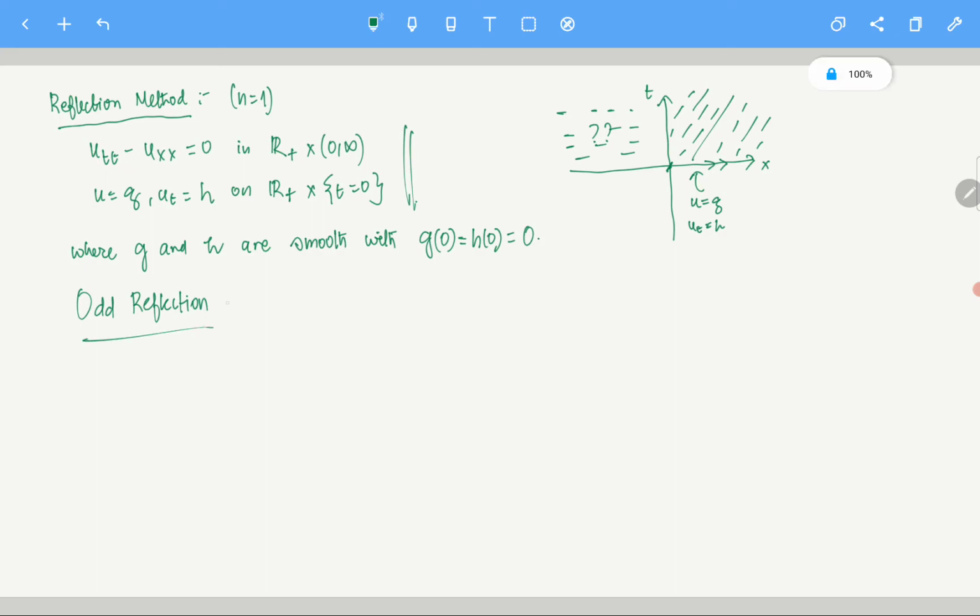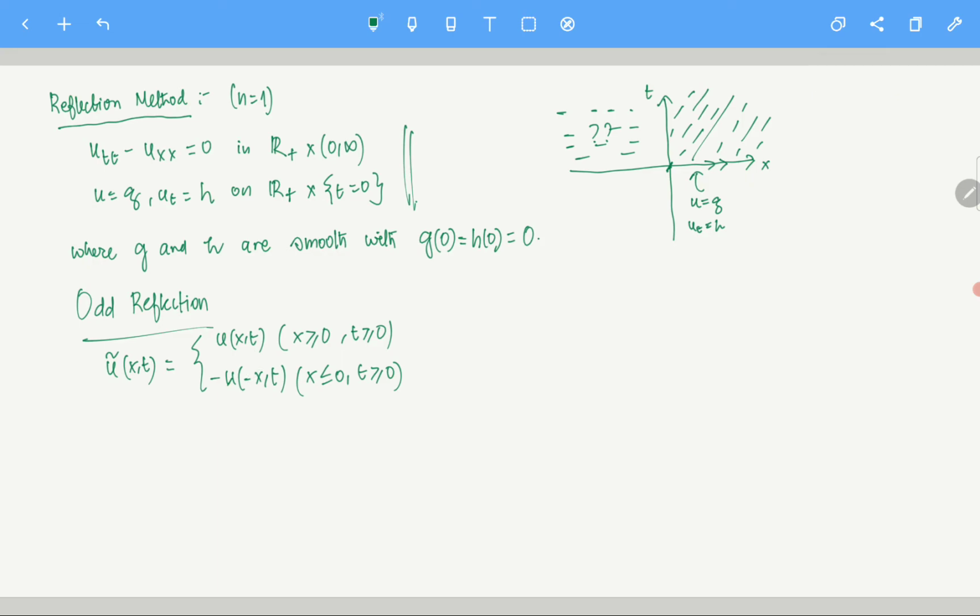Okay, we do it using something called an odd reflection. So what we do, we actually set a new kind of function. U tilde of x,t is given by u of x,t, which is for x positive and t positive, and minus u of minus x,t for x negative, t positive. Clear? Why did we write it like this? We want the reflection to be an odd reflection. What is so special about odd reflection?